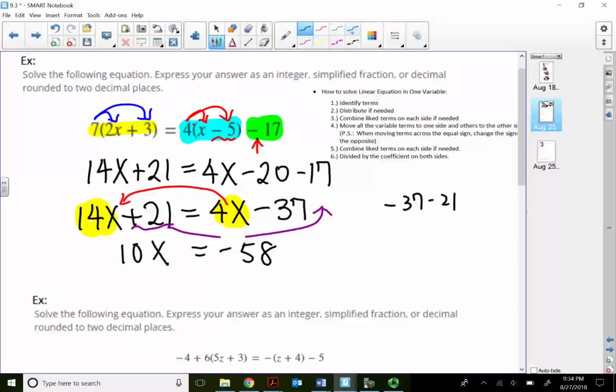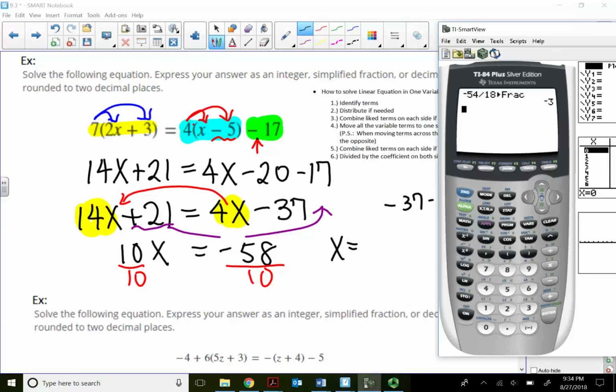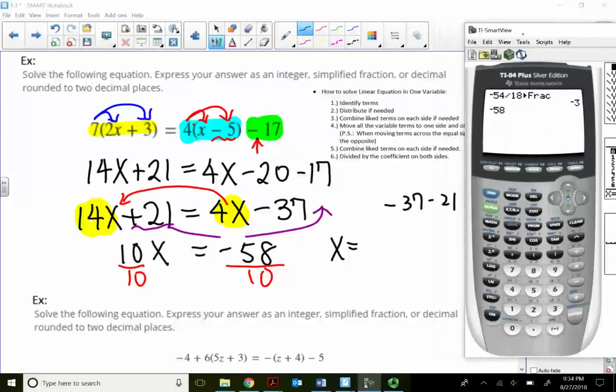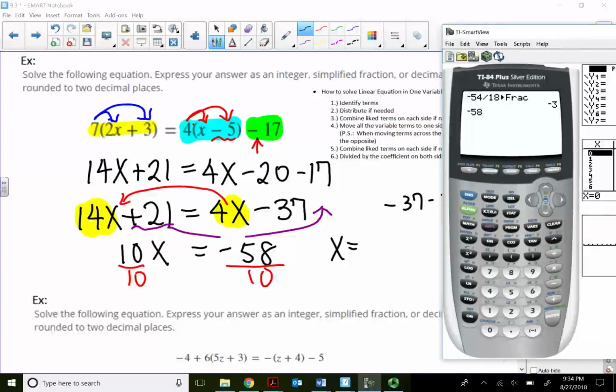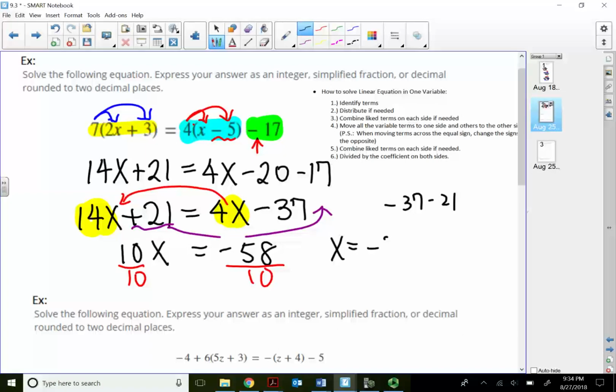All right, now it must be time to divide both sides by the coefficient 10. So my answer, x equals, let's see what that is. I'm going to let the calculator reduce for me. Negative 58 divided by 10. All right, let's reduce. Negative 29 over 5. Okay, that will be my answer.